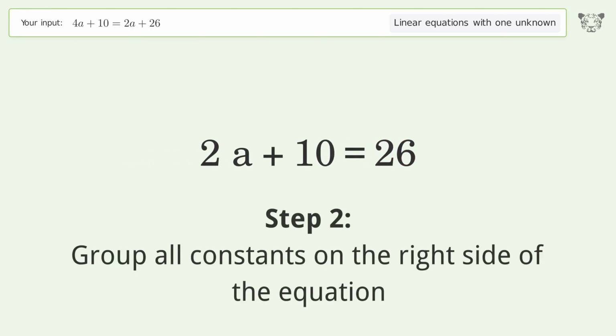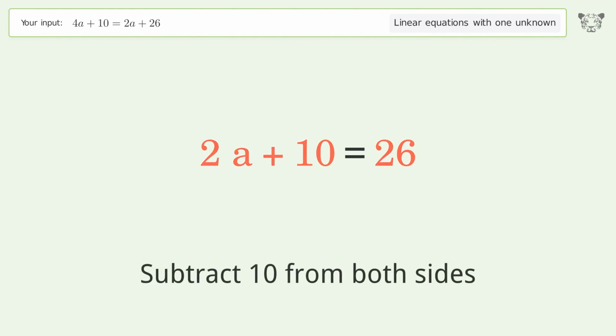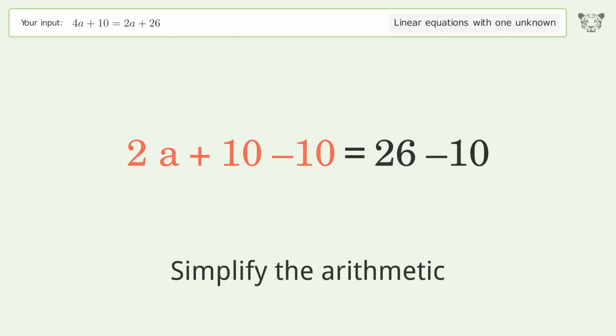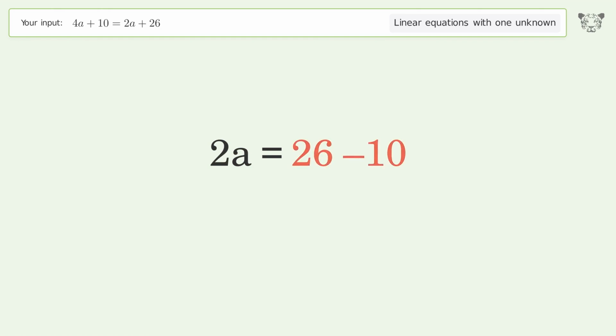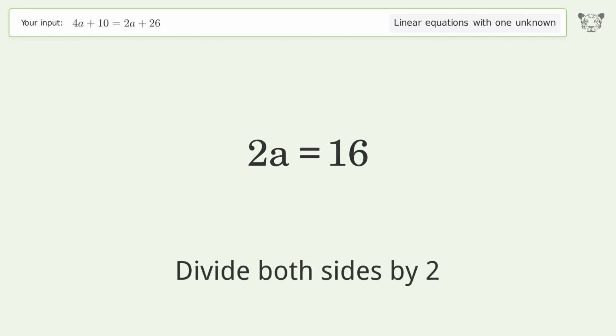Group all constants on the right side of the equation. Subtract 10 from both sides. Simplify the arithmetic. Isolate the a. Divide both sides by 2.